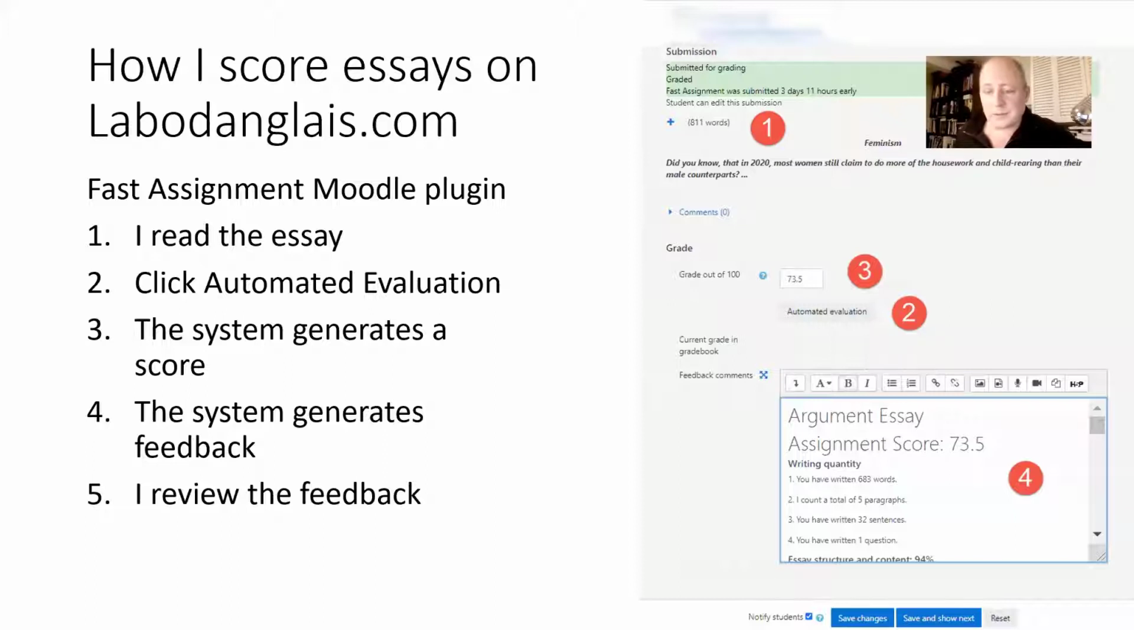I think I got a team that did it too cheaply and should have spent more time working on complying with the Moodle standards of coding. Anyway, it works for me. So what I do is I read the essay. It's number 1 here. I click automated evaluation. That's the button here. The system generates a score here, it puts it into the gradebook, and it generates the feedback, and it's all here in this window. And then I review the feedback to make sure there aren't too many false alarms or problems.